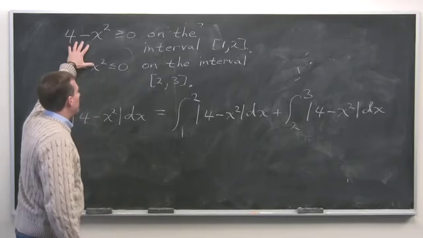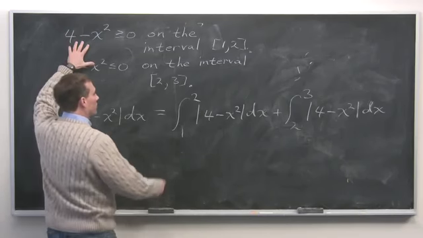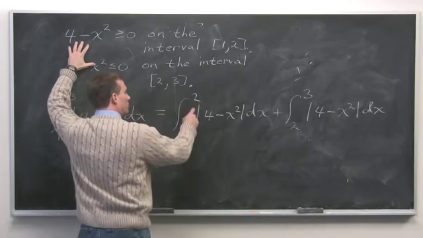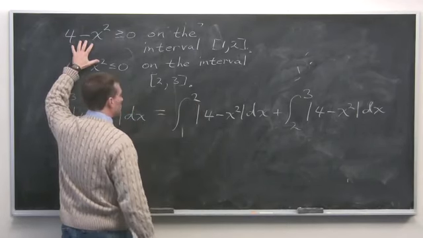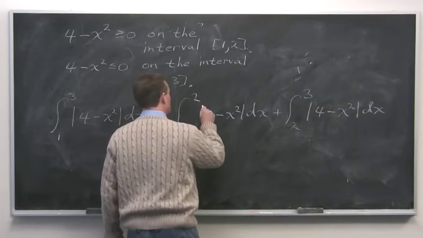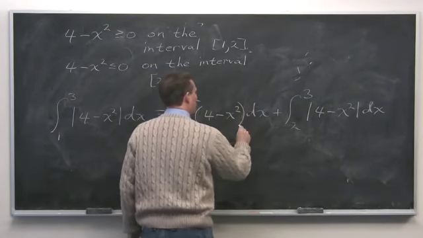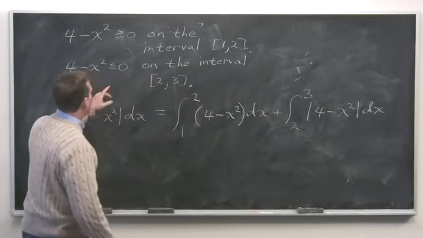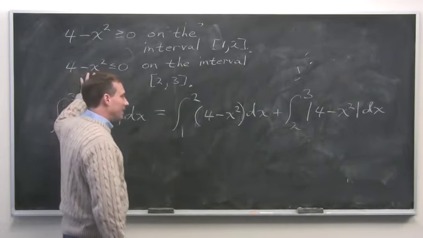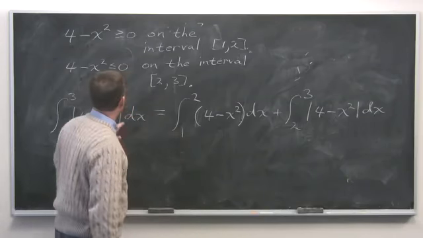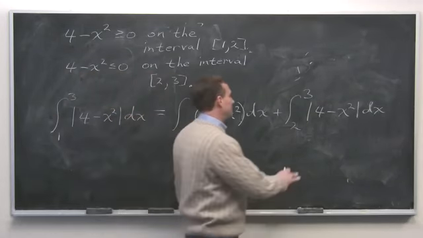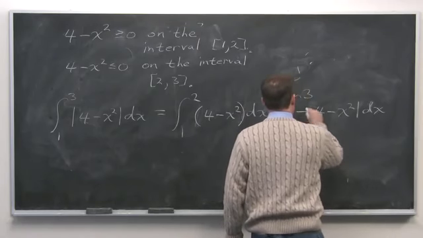Because when 4 minus x squared is greater than or equal to 0, that's what's true between 1 and 2, and when something's greater than or equal to 0, its absolute value is just itself. So we get this. But when the quantity 4 minus x squared is negative, its absolute value is negative the quantity.